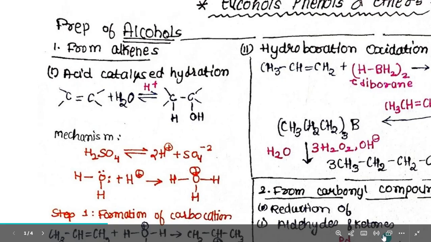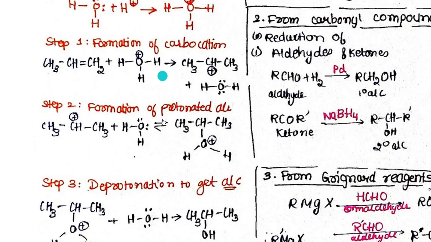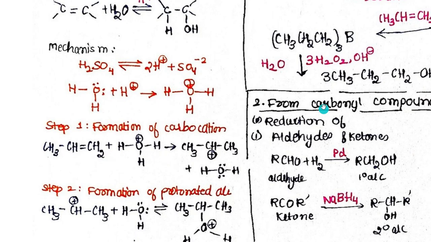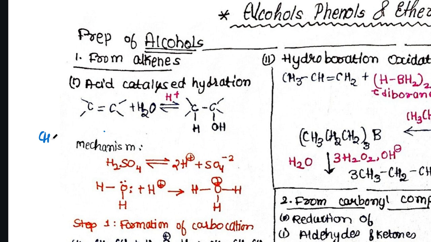Now let's take an example for this. The example I have taken over here is CH3, CH, double bond, CH2. Now, what is happening?